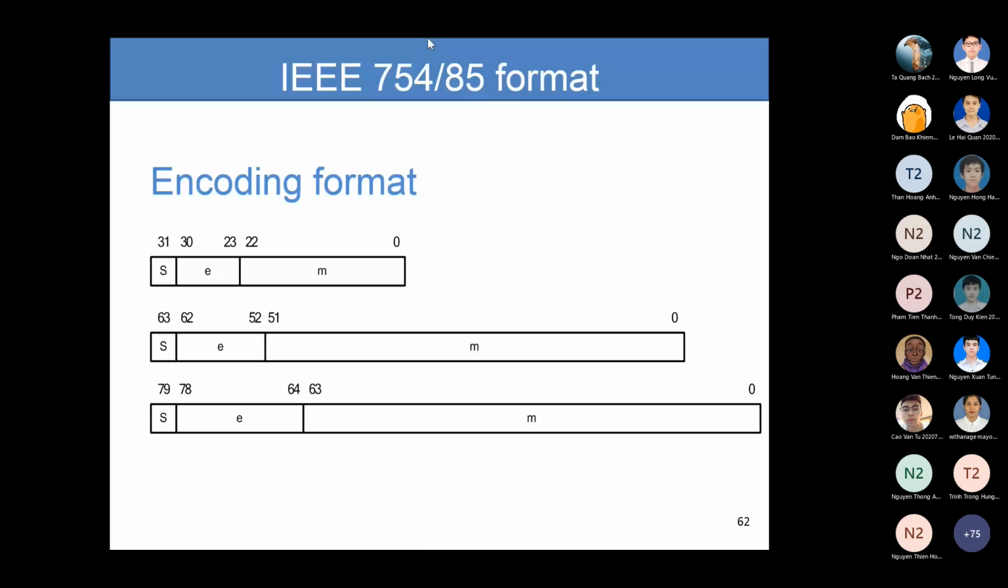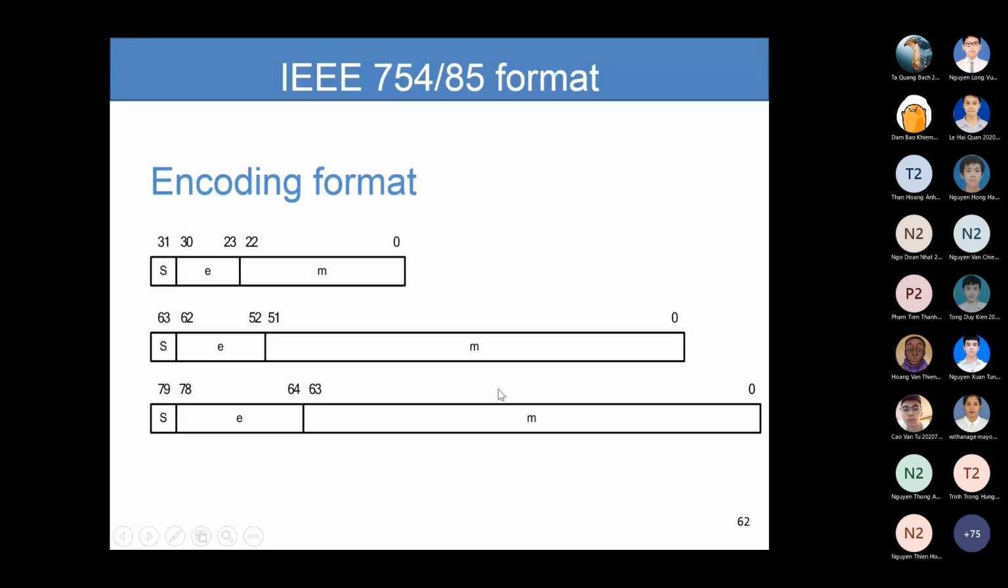And for the double precision, bit number 63 for sign, bits from 52 until 62 for the exponent, and bits from 0 until 51 for the mantissa. And the last one, for the extended double precision, the first bit 79 for sign, 15 bits from 64 until 78 for the exponent, and 64 bits from 0 until 63 for the mantissa.